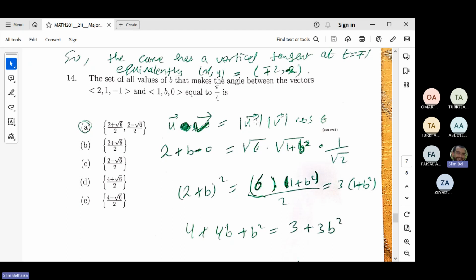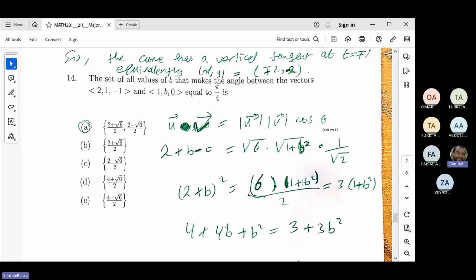Magnitude-wise, the magnitude of u is the square root of 4 plus 1 plus 1, so square root of 6. Magnitude of v is square root of 1 plus b squared. On the other side, you have cosine theta. So basically, you have this equation, 2 plus b equals square root of 6, square root of 1 plus b squared. Here we squared both sides. So you have 2 plus b squared.